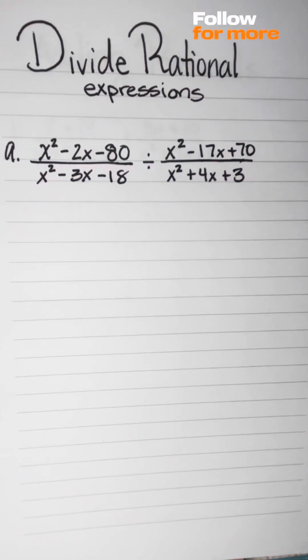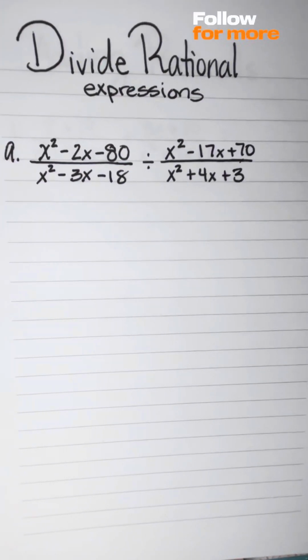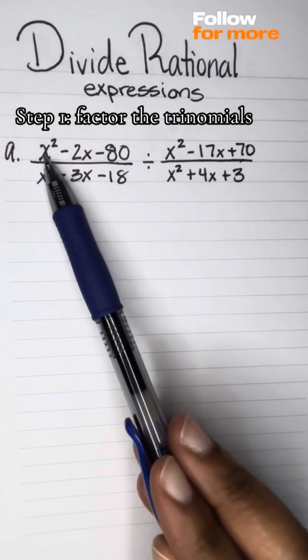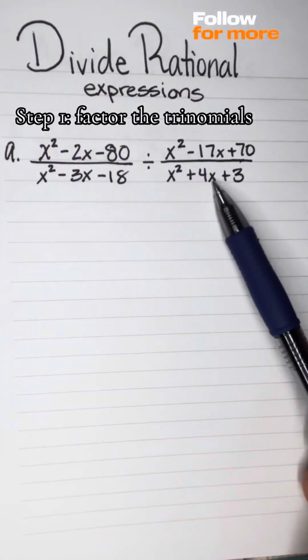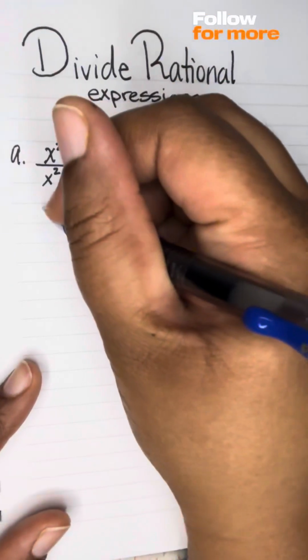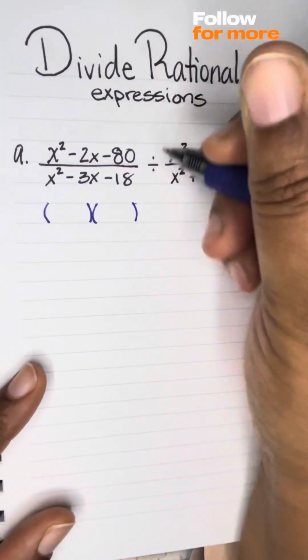Alrighty, let's divide rational expressions. So, we have to know how to factor. That's the first step, okay? We have to know how to factor this. So, let's factor all our trinomials first this time, okay? So, we're going to go straight to parentheses.